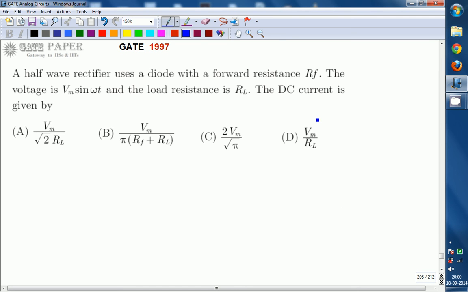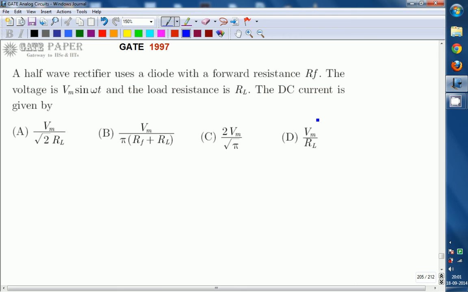Hello, we are discussing the GATE 1997 ECE paper, and this question is related to analog circuits. A half-wave rectifier uses a diode with a forward resistance RF. The voltage is Vm sin omega t and the load resistance is RL. The DC current is, there are four options given.